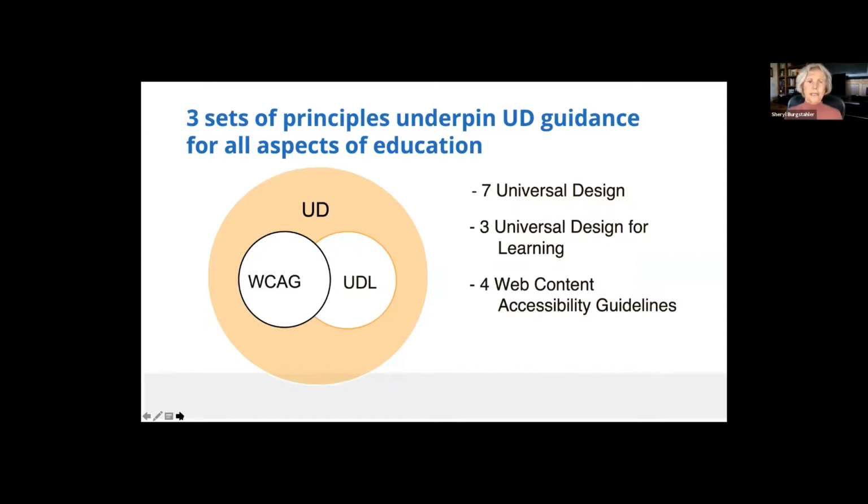Now, there are 3 sets of principles that underpin universal design that can guide us in all aspects of education. Some people have heard of the second one, UDL, Universal Design for Learning. There are 3 principles that apply to curriculum and instruction. But long before that, there were 7 basic principles of universal design that can apply to any product or environment, like the makerspace I mentioned earlier. There are guidelines there, and it's not just about disability. For instance, one of the guidelines encourages you to provide space for ease of use by anyone using a product.